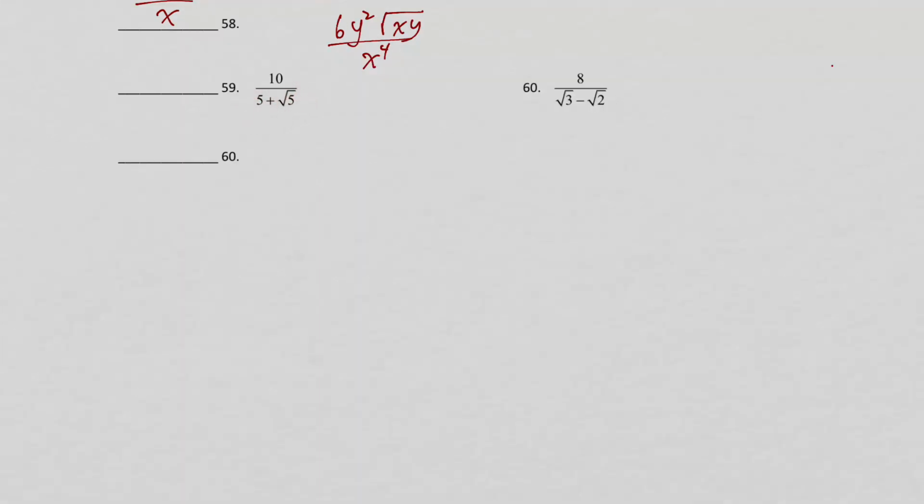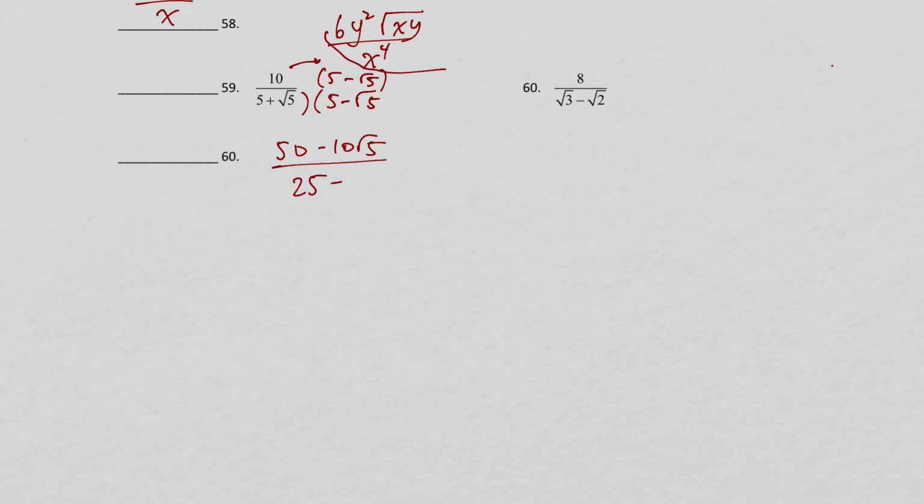To rationalize this denominator, I'm going to multiply by the conjugate pair. And I have to do that on top and on the bottom. So on the top, I'll distribute this, and I'll get 50 minus 10 root 5. On the bottom, I'm multiplying conjugate pairs, which is the first item squared minus the second item squared. So I have 50 minus 10 root 5 over 20.